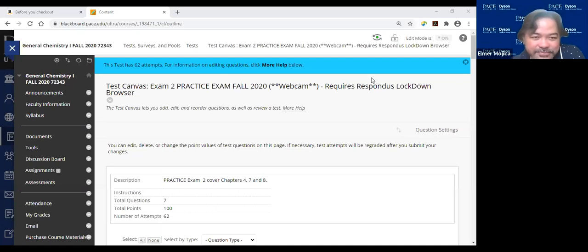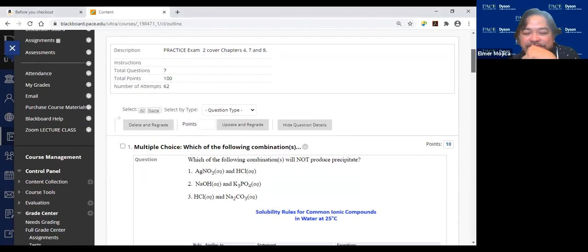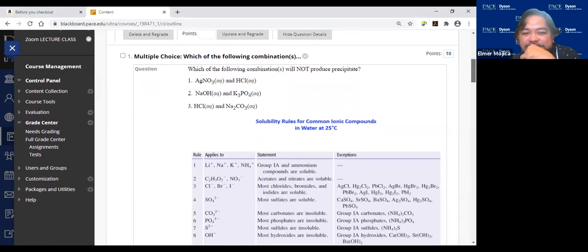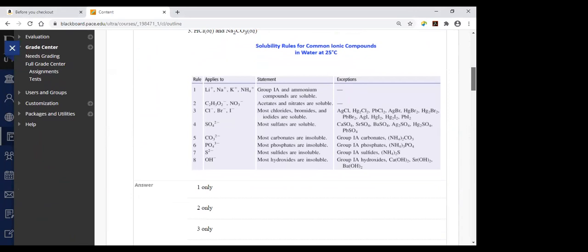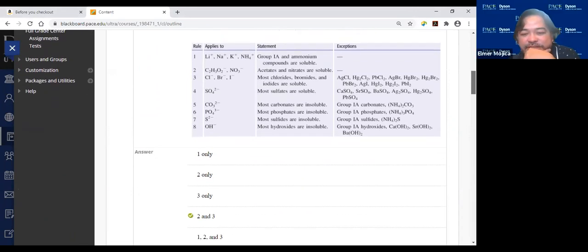Only 62 of you took the practice exam, out of 70-something. How do I know that? Because it says here, this test has 62 attempts. These are the questions that you have. So what's the answer here? Two and three. Okay, so the answer there is 2 and 3.